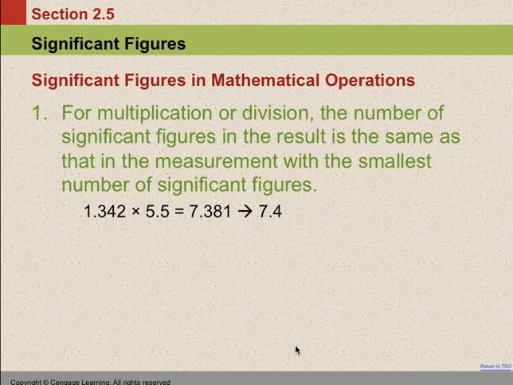Okay, so let's look at significant figures and mathematical operations again. If I multiply 1.342 times 5.5, my answer is 7.381. Looking at the numbers I multiplied, this has 4 significant figures. This has 2 significant figures. I need to round my final answer to 2. I look at the place that's going to be left when I round to 2. I look at the digit following it. That's greater than 5, so I need to round this 3 up to 4.